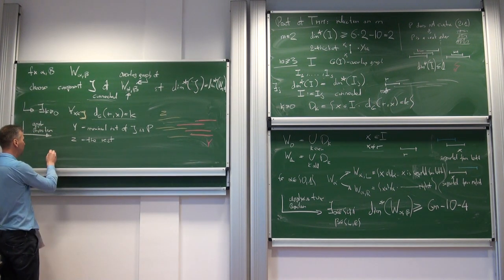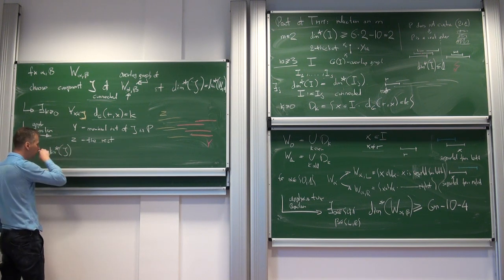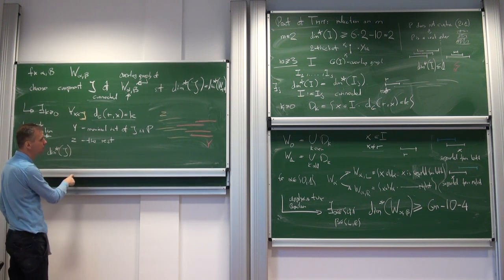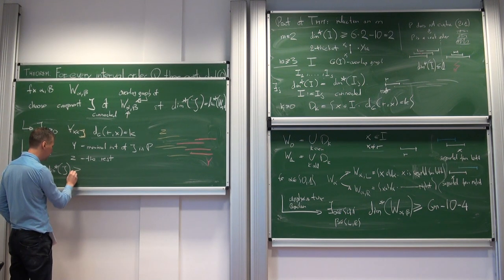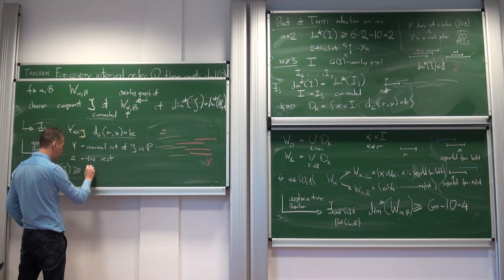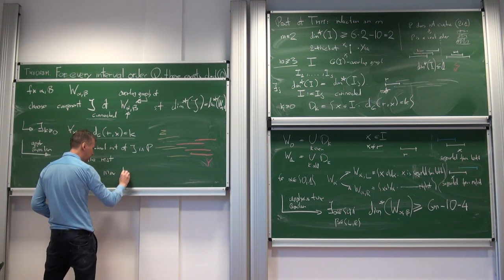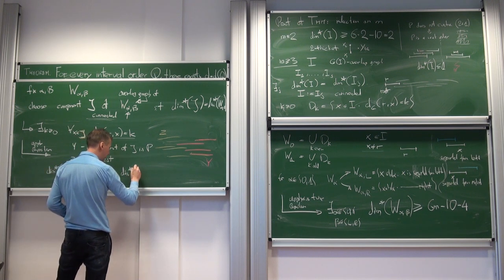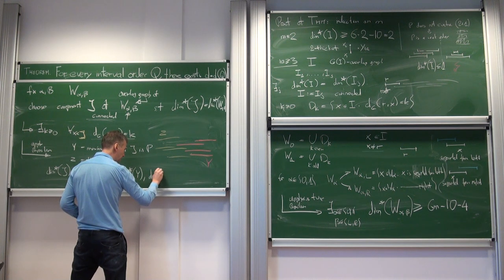And then when we apply the proposition again, we know that the dim star of J is at least 2 plus the maximum of dim star of Y and dim star of Z.